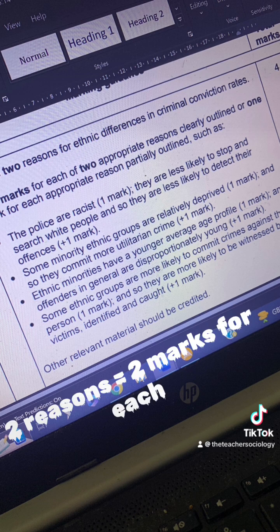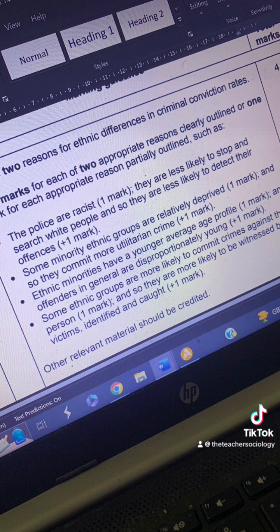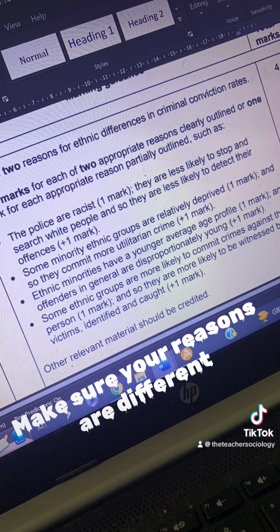So things like the police are racist. This could even include institutional racism, police using typifications or stereotypes. That would all come under that bullet point number 1. Second bullet point is your left realist explanation. So many ethnic minority groups are relatively deprived, living in poverty, might be the poorest fifth of the population, for example, so they're more likely to commit robbery, theft, utilitarian crimes, which come under that umbrella term.